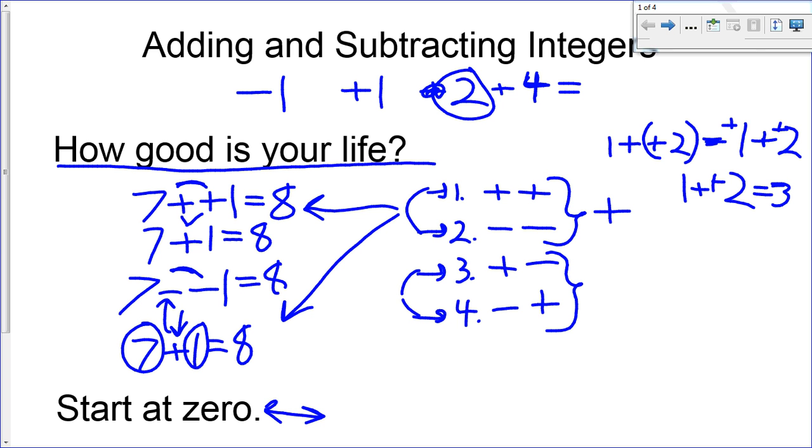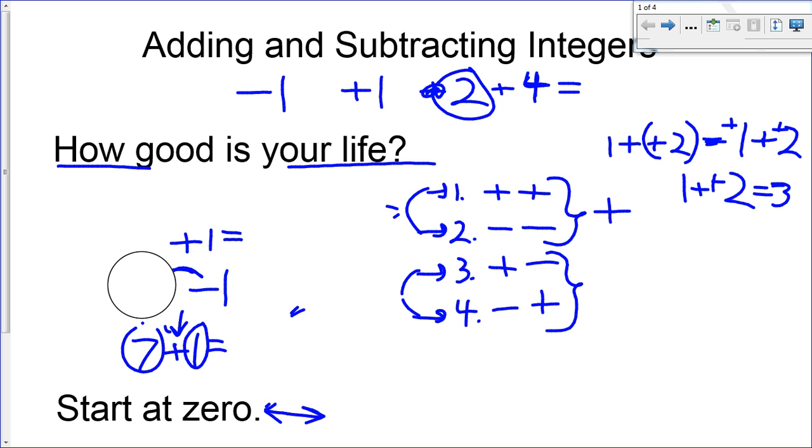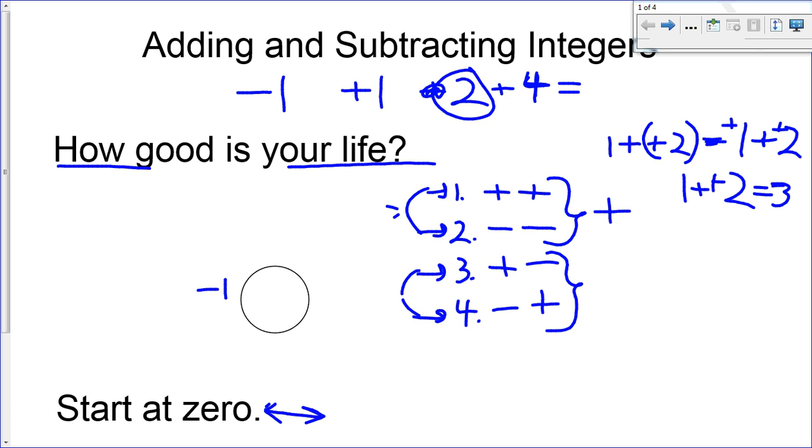So, let's think about this another way. You may pause and write that down if you need to, but I'm going to go ahead and okay, well, what about these? What about these two guys right here? What about adding a negative or subtracting a positive?